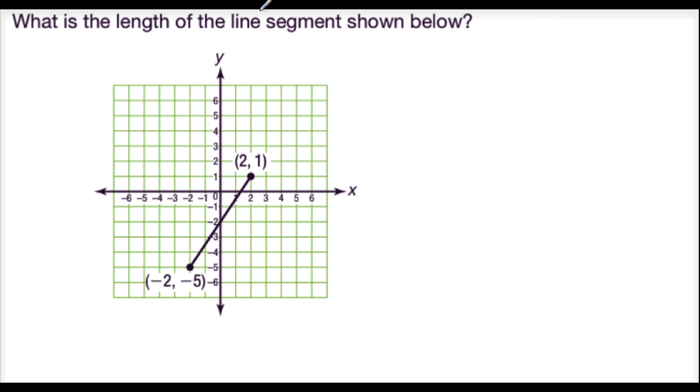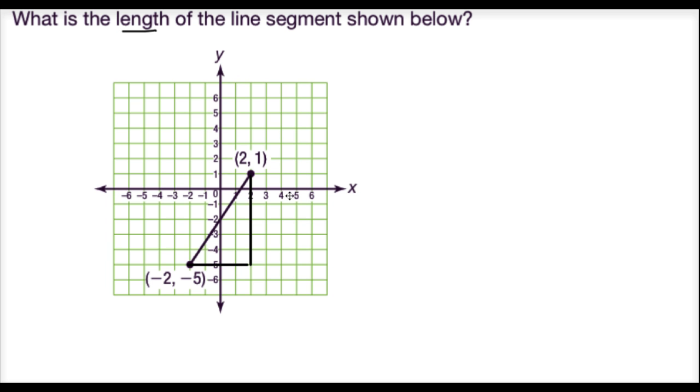So what is the length of the line segment? We have two ways to find length. One is the distance formula, which we'll get into in another lesson. And for this case, to find this length, we're going to use the Pythagorean theorem. I have this slanted line. What I'm going to do is create a right triangle out of this. So that line now becomes my what? My hypotenuse. So I have my A, I have my B, and now this is what I'm looking for, my C.